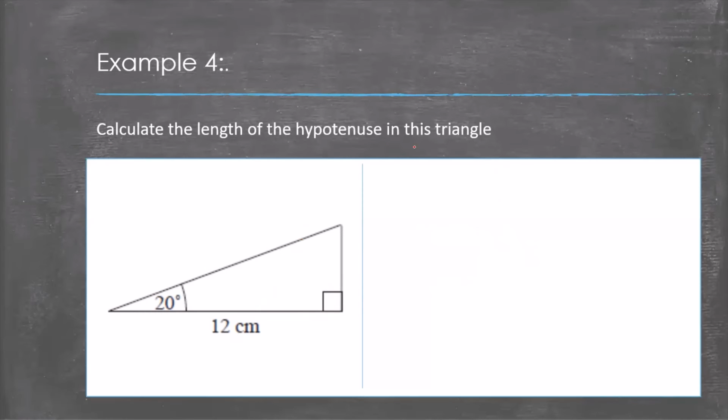So this one says calculate the length of the hypotenuse in the triangle. So first of all, where is the hypotenuse? We'll label it as X. So there's my hypotenuse. 20 is my subject angle, and 12 is adjacent to it, or next to it, and this is my opposite side. All right, so now we look at our formula.